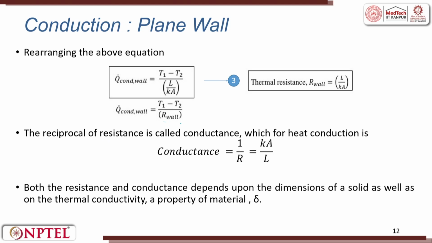The reciprocal of the resistance is called conductance. So, this is resistance and conductance, which for heat conduction is referred to as 1 by R, which is KA by L. Both the resistance and the conductance depend on the dimensions of the solid as well as on the thermal conductivity, a property of a material called delta.